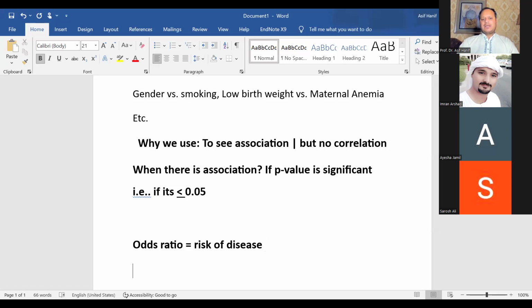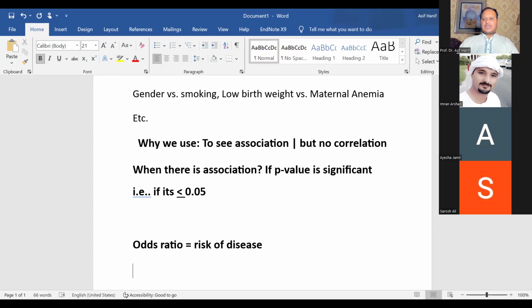If I ask whether there is any risk of disease in the presence of smoking, we will apply the odds ratio. If we want to check the risk of disease in the presence of some risk factor, we will apply the odds ratio. So the odds ratio and the chi-square test are basically used for categorical data when we have a two cross two table. Odds ratio can be calculated for other types of variables, but I am talking about the two cross two table right now.